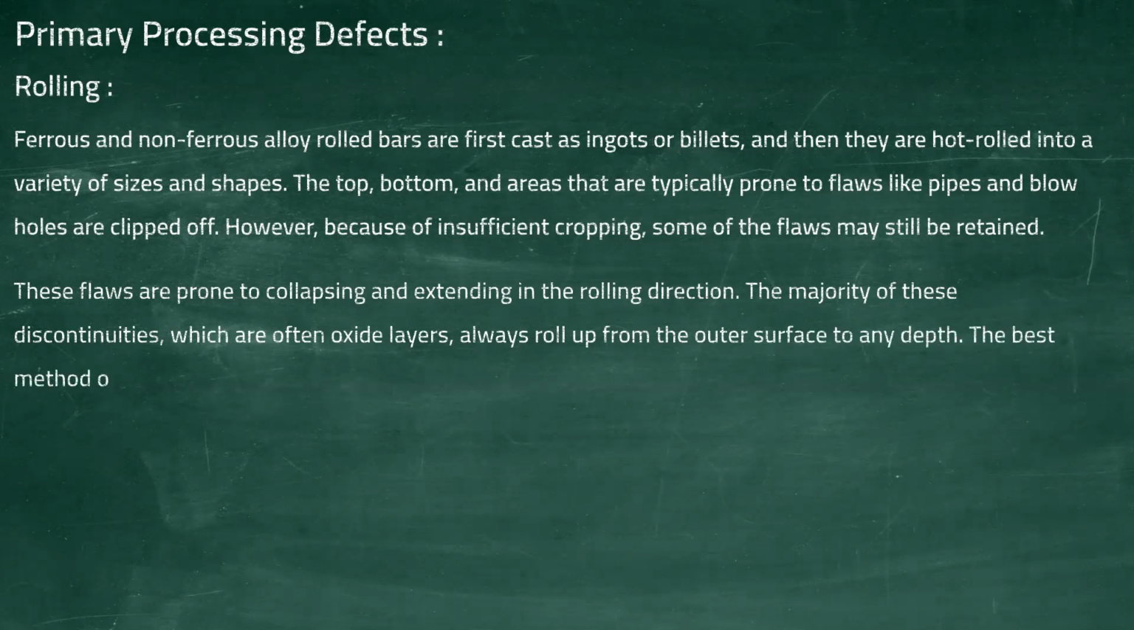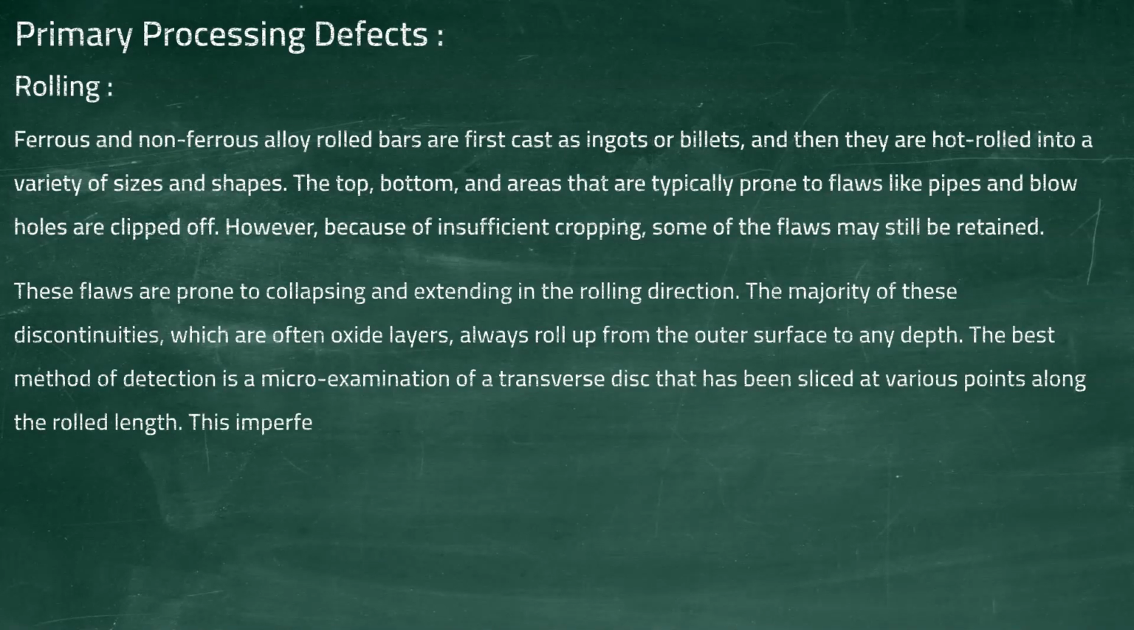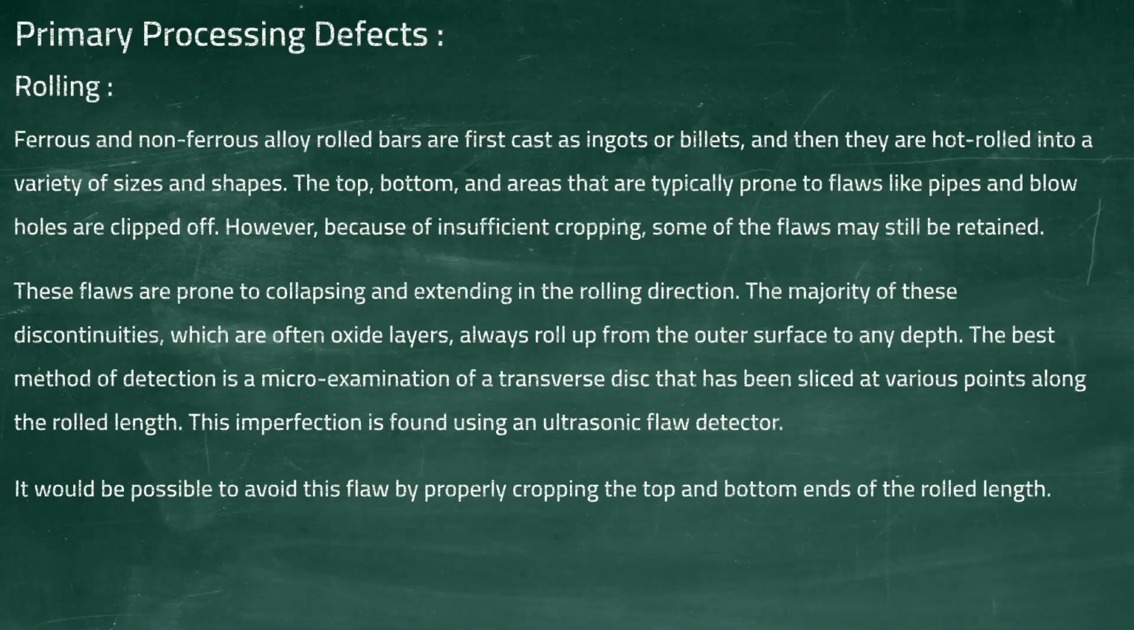The best method of detection is a micro-examination of a transverse disc that has been sliced at various points along the rolled length. This imperfection is found using an ultrasonic flaw detector. It would be possible to avoid this flaw by properly cropping the top and bottom ends of the rolled length.